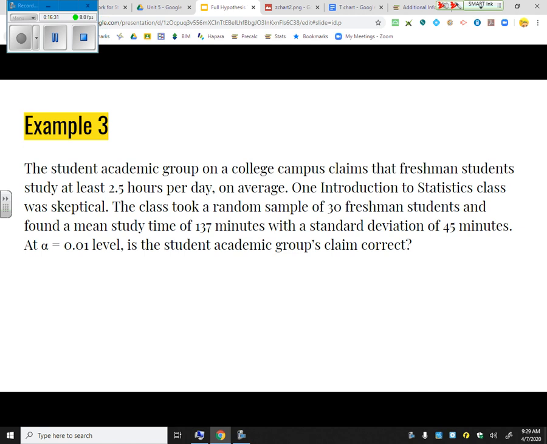There's a student group on a college campus that claims that freshman students study at least 2.5 hours a day on average. Well, there's a stats class that's skeptical, and so they took a random sample of 30 freshmen and found that the mean study time is 137 minutes with a standard deviation of 45 minutes. Ooh, they've done some calculator work for me already. I appreciate that. Is the student academic group's claim correct?